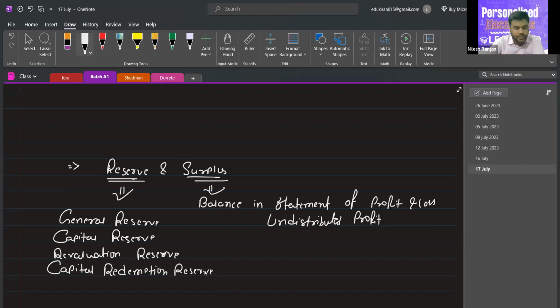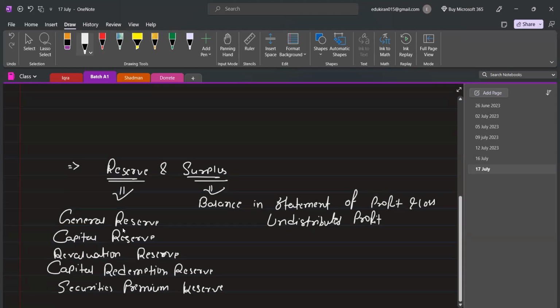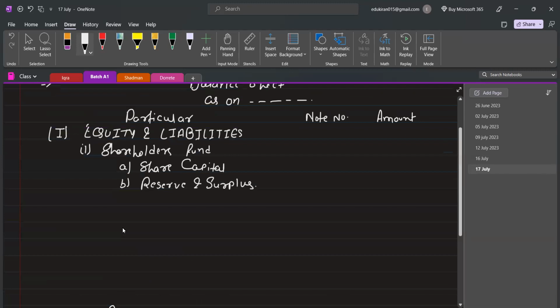There is also a very common reserve: securities premium reserve. So we include these items in our reserve and surplus. Is this clear? Yes, sir. Okay.